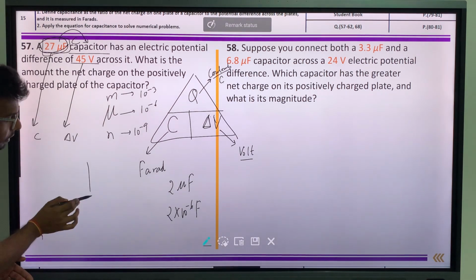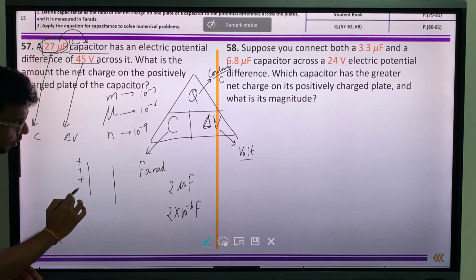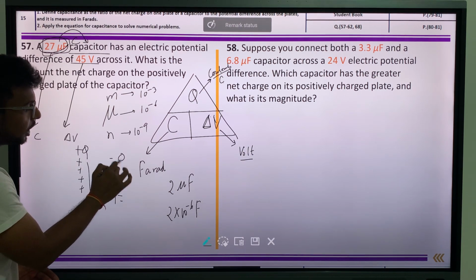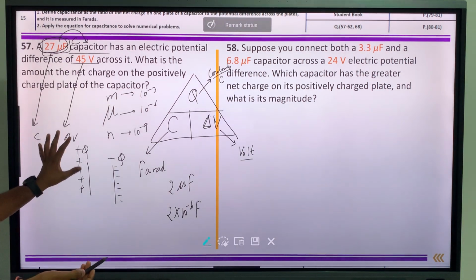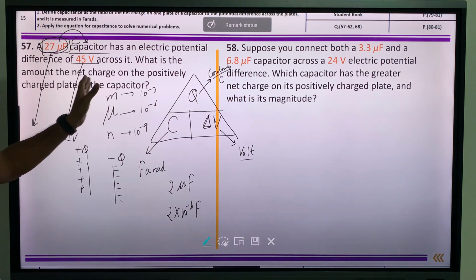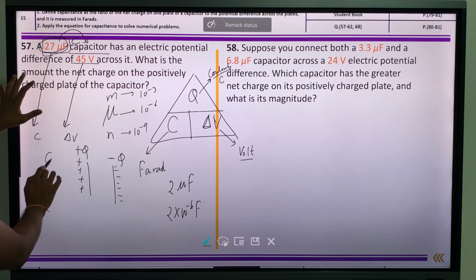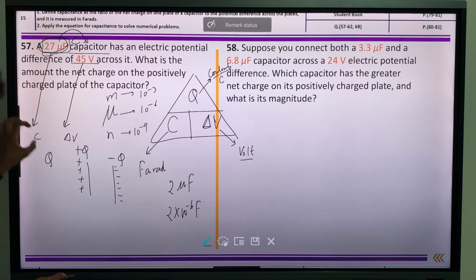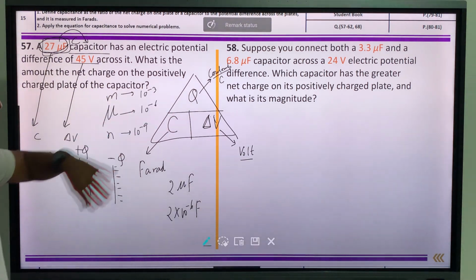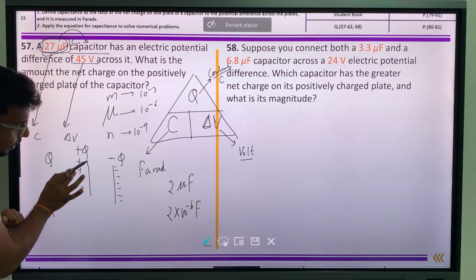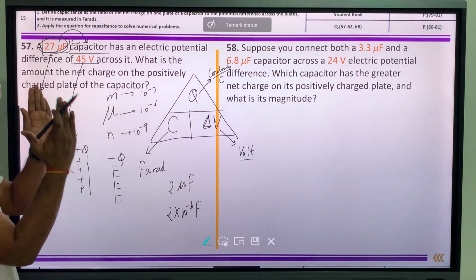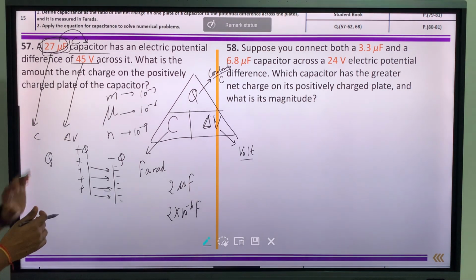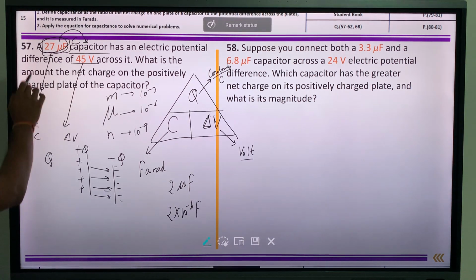So generally a capacitor has two plates. One is the positively charged plate, another is the negatively charged plate, and the charge on the two plates are equal but opposite. So plus Q and minus Q. So if they are asking what is the net charge on the positively charged plate, you have to find Q and put the plus sign. If they ask you what is the net charge on the negatively charged plate, you have to find the same Q but put a negative sign. That's it. So capacitor is basically a positive and a negative charge plate held together so that there is an electric field in between. Anyway, moving to the question, I have C, I have Q.